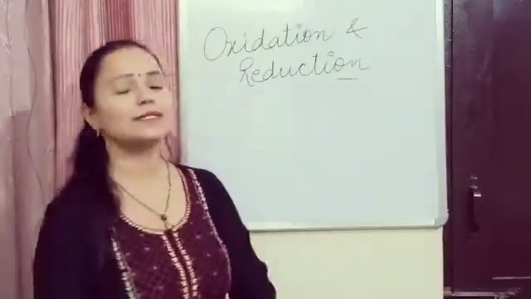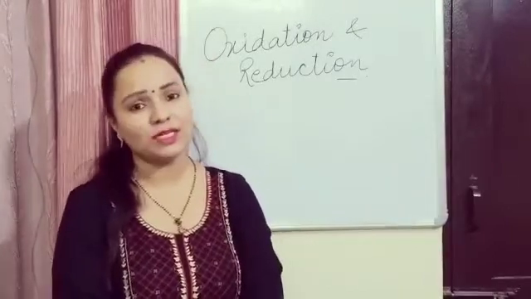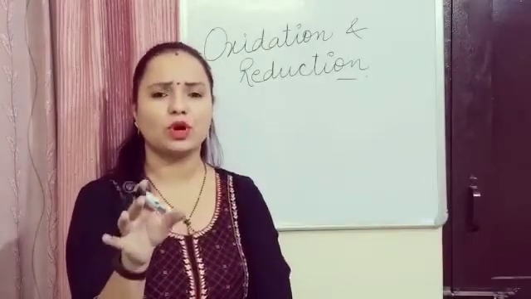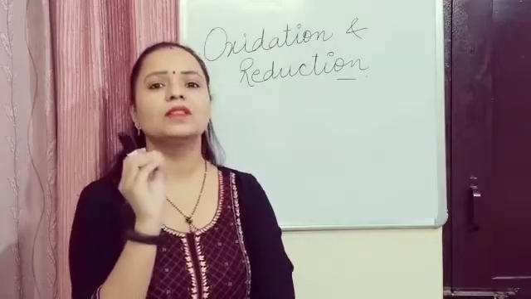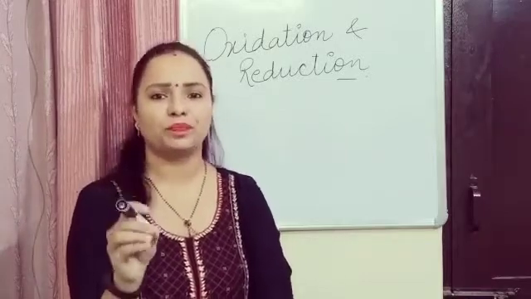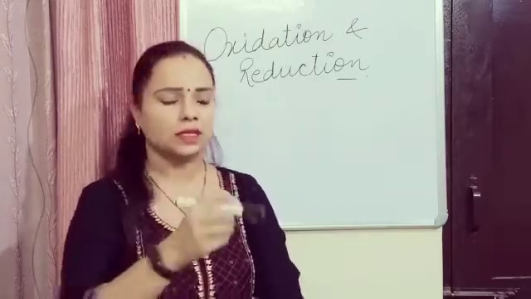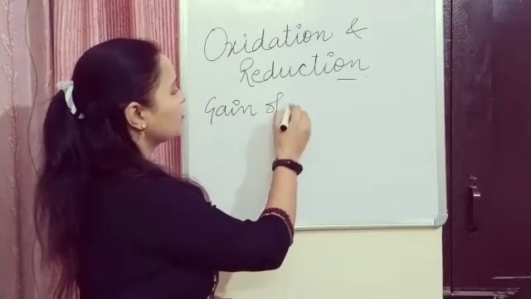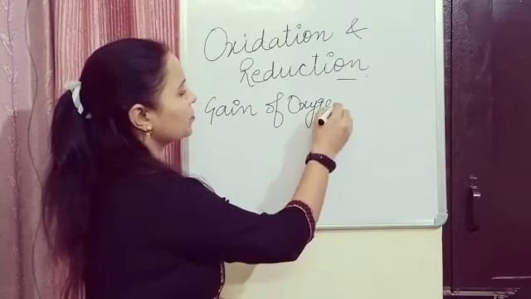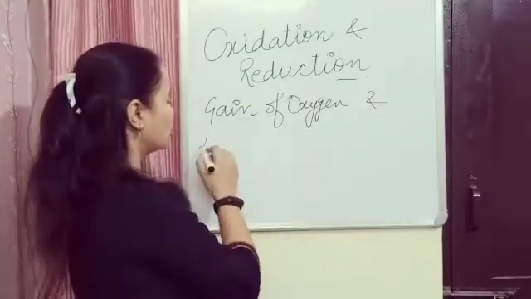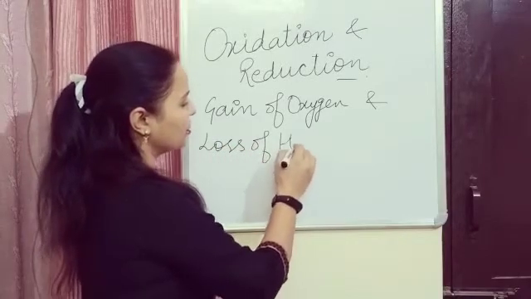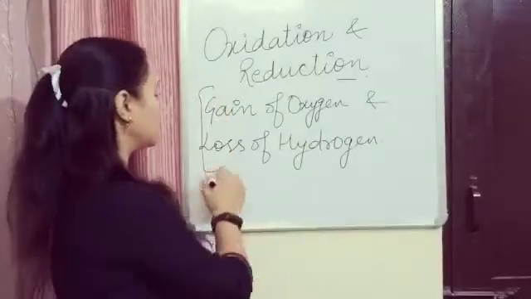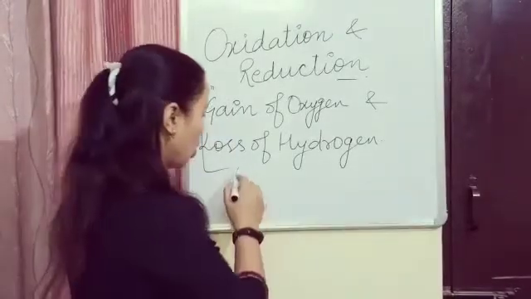Okay, so first of all, let us understand the basic concept of oxidation and reduction. Students, there are many definitions related to oxidation and reduction. To start with, the very basic and the easiest one which you will learn first is that oxidation is gain of oxygen and loss of hydrogen. That is the very basic and starting definition for oxidation.